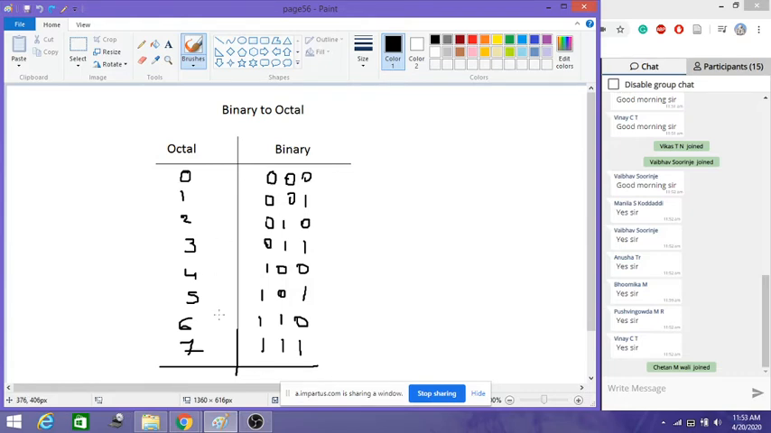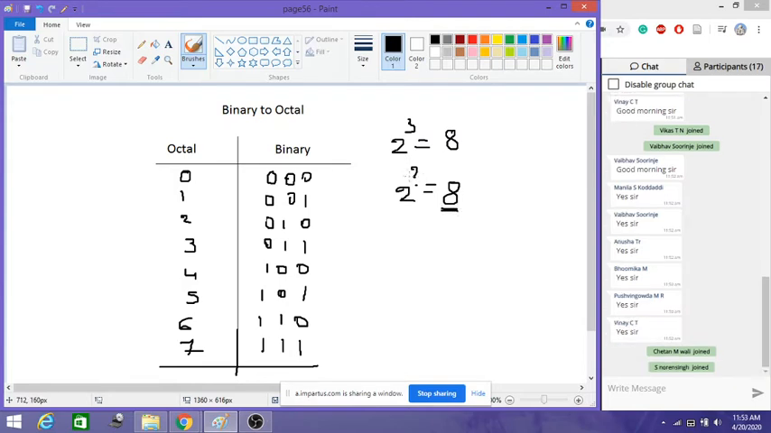Just remember that it is a power of 2. With 3 bits I can represent 8 levels. You can also see it the reverse way: 2 to the power of how much will result in 8? It means I have 8 levels here, so how many bits are required? You can do the cross calculation to find out how many binary bits are required for this 8 digit octal number.